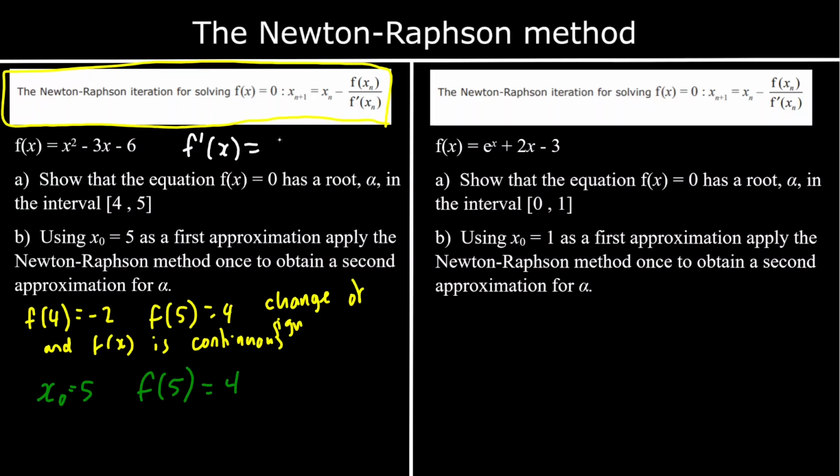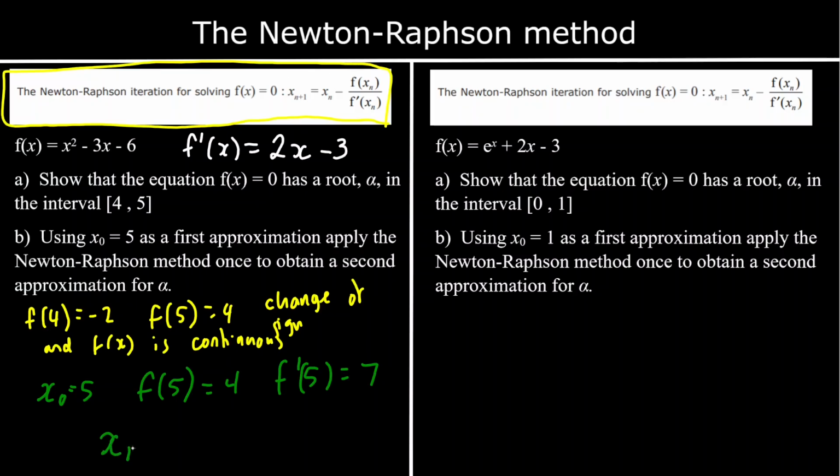Times by the power, take 1 off the power. So the gradient function is 2x minus 3. So if we put 5 into the gradient function, 2 5s, 10, take away 3, is 7. So our x0 is 5, f of 5 is 4, and f prime 5, f dash 5, is 7. So we can just substitute these in now.